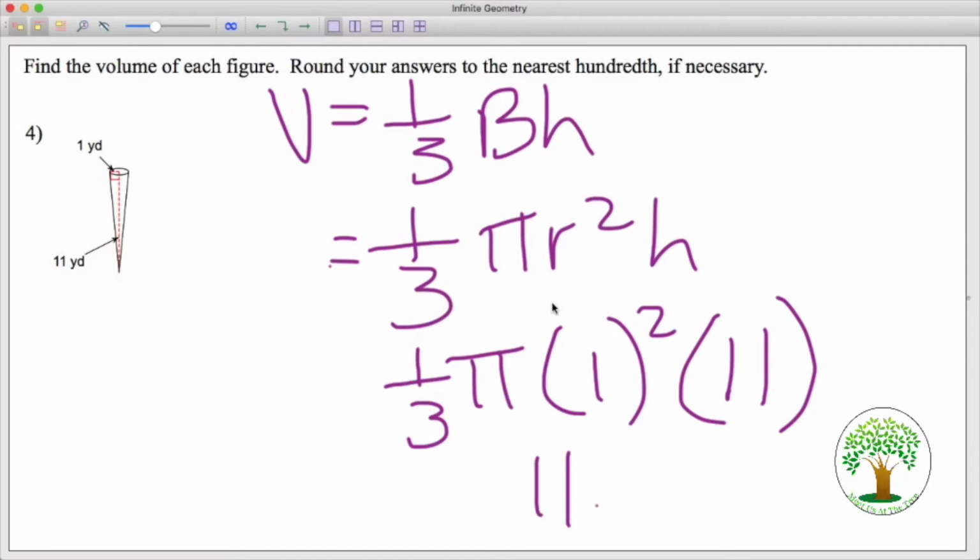How did we get 11.52? We got this 11. Why did this pi and 1/3 not do anything to that 11? Because pi is 3.14, dividing by 3, so 3 divided by 3 is almost 1. You multiplied 11 by almost 1. It didn't do very much to that 11. What's the units on that? Yard cubed. Thank you.